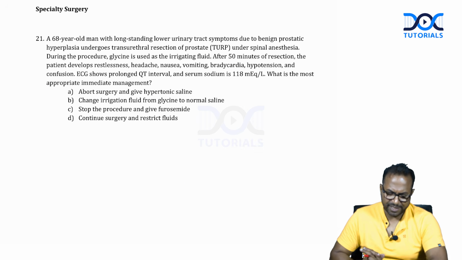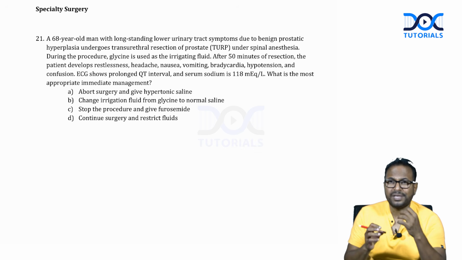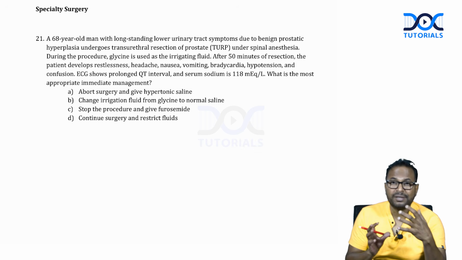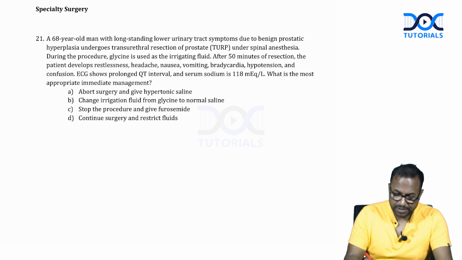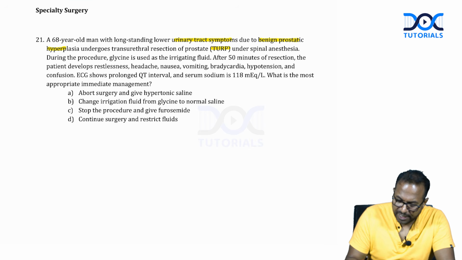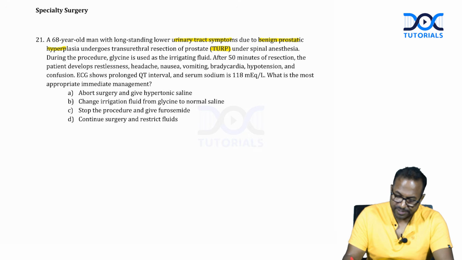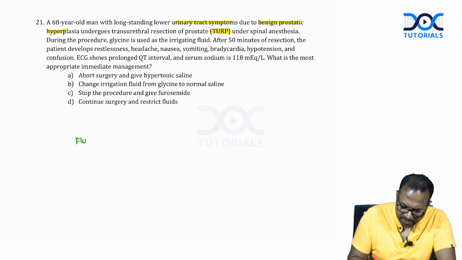So, coming to specialty surgeries, some questions are being asked. All the questions are very big. You can see in this FMGE exam, many questions are very big, wasting most of your time, and that is why I told you it's a moderate to tough paper. A 68-year-old man with long-standing urinary tract symptoms has BPH and undergoes TURP, transurethral resection of prostate, under spinal anesthesia. During the procedure, the fluid of choice for TURP is naturally isotonic glycine.